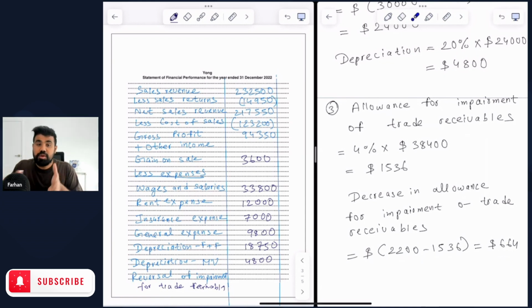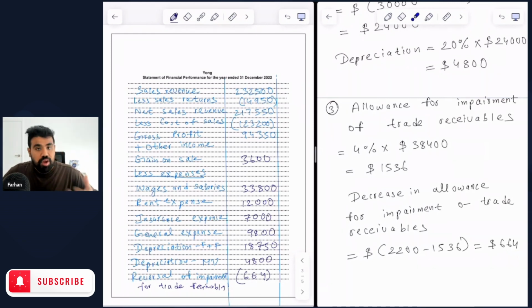which is a good thing for the business because it reduces the expenses for the business, or the likelihood or possibility that the business now can be collecting more in terms of the credit sales that they have made in the past. So $664 is what we are going to include here as the reversal of impairment, and we're going to keep that within brackets because it's a good thing for the business, which refers to a reduction in expenses. All right, so let me just quickly explain this once again.